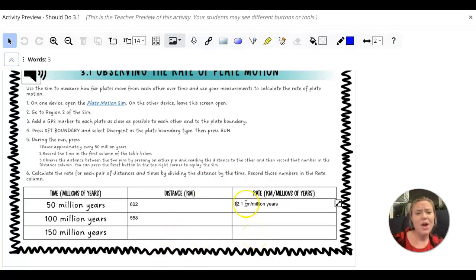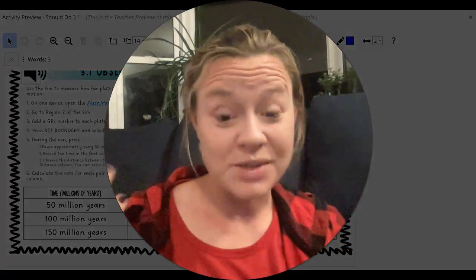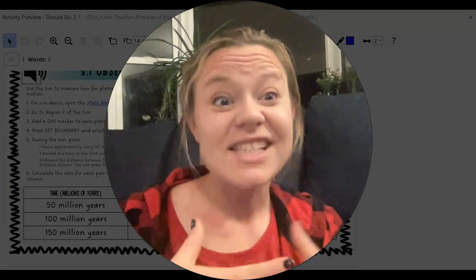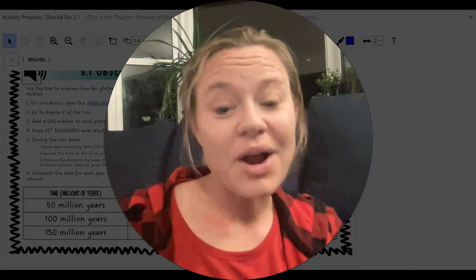I really, truly hope that you enjoy this activity because I think it's a really cool, fun way to observe and look at the rate of motion. So how slowly the continents are moving apart.